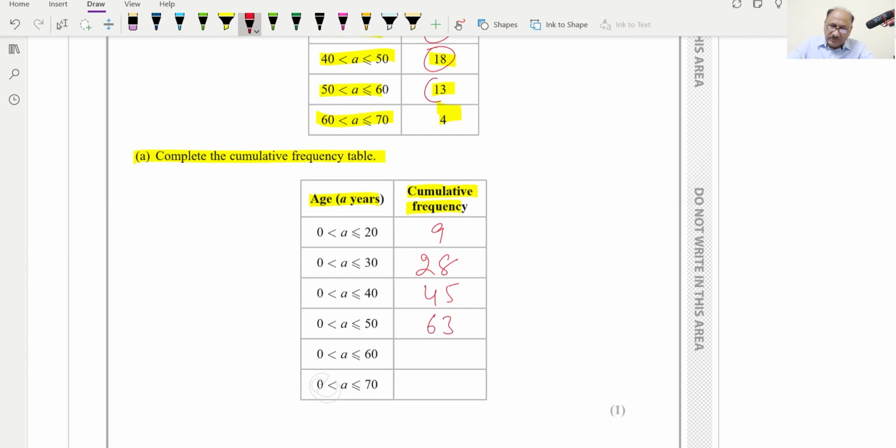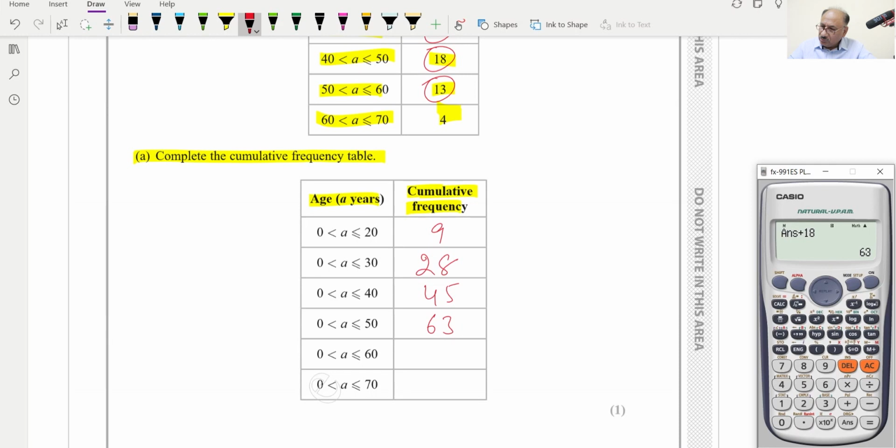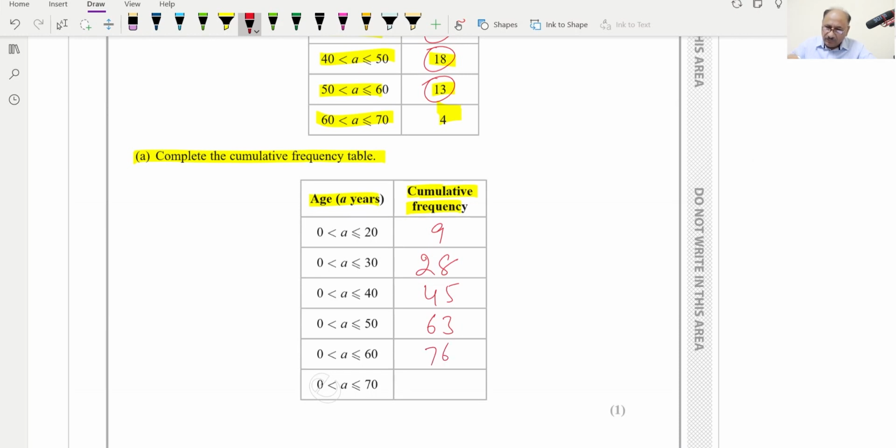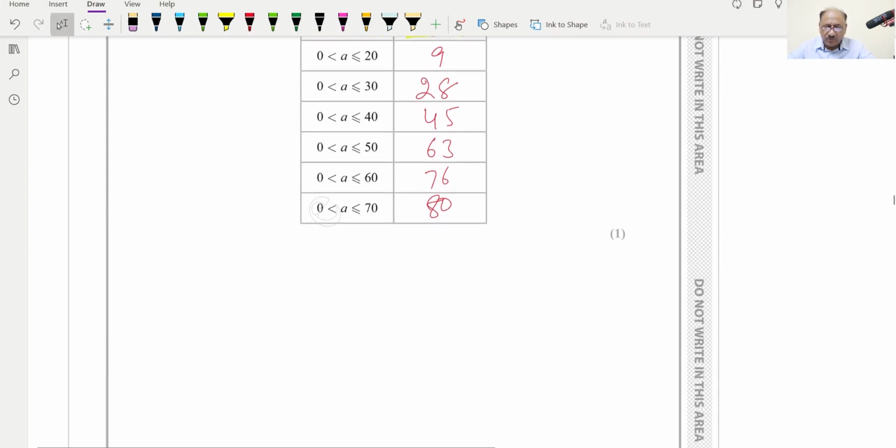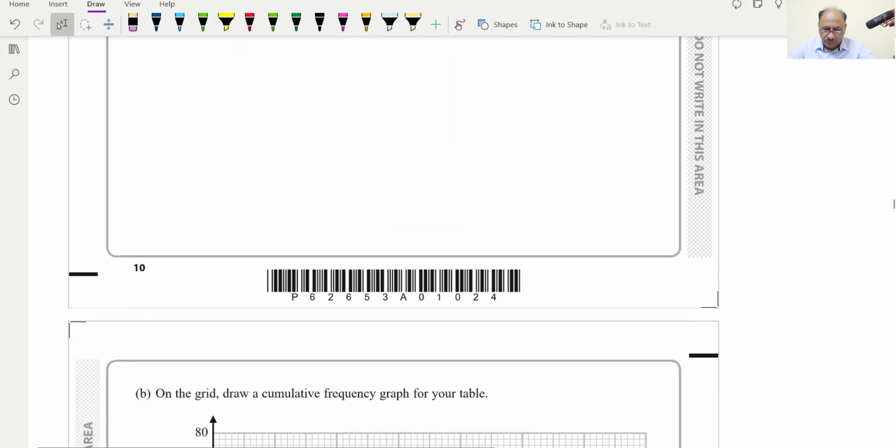Then 63 plus 13 will be equal to 76, and 76 plus 4 will be 80. These will be the values of the cumulative frequency table. We are done with this one. There is one more question.